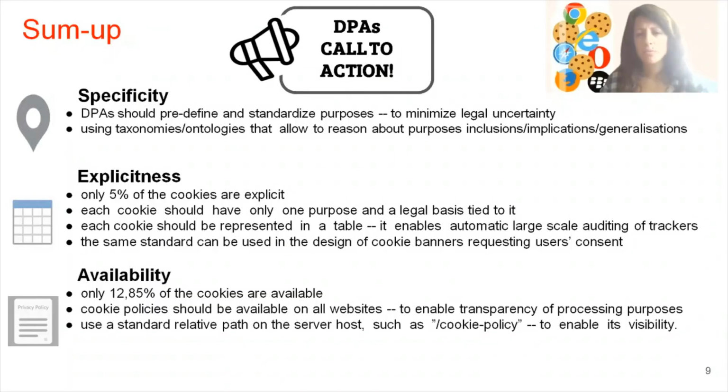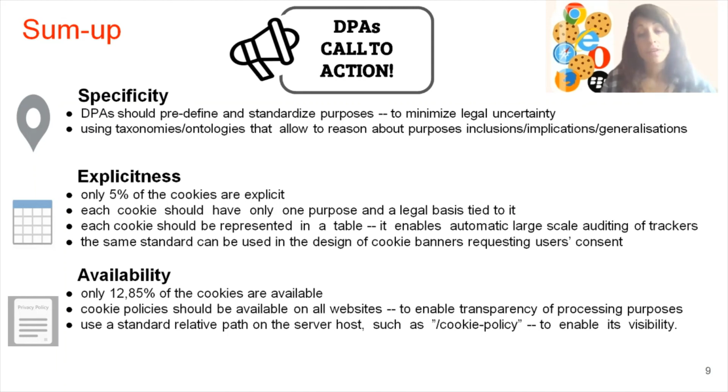How can DPAs improve specificity? DPAs should predefine and standardize purposes to minimize legal uncertainty. And how? Using taxonomies or ontologies that allow to reason about purposes, inclusions, implications, generalizations. How to improve explicitness? We have seen that only 5% of the cookies are explicit. So we argue that each cookie should have only one purpose and a legal basis tied to it. We also advocate that each cookie should be represented in a table.